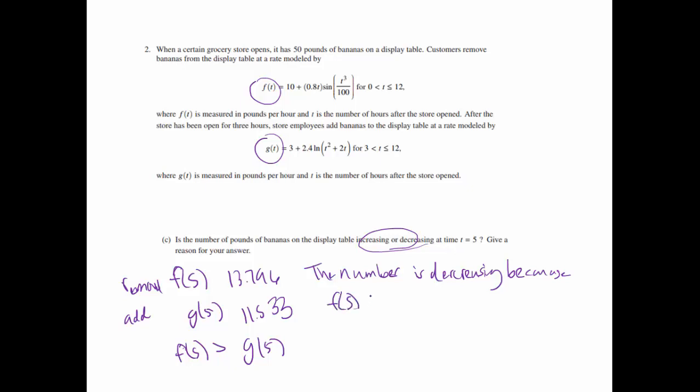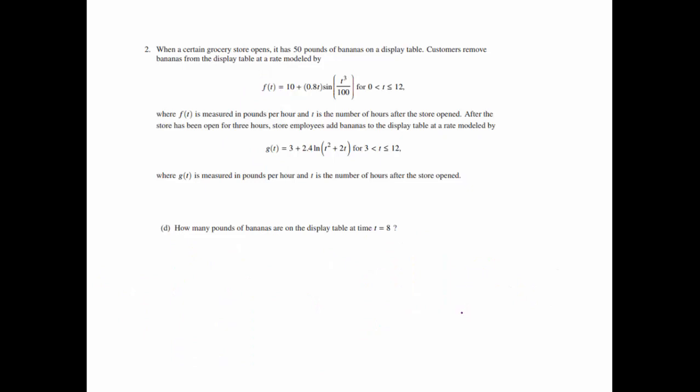And I could simply say, because f of 5 is greater than g of 5. I could also say something like g of 5 minus f of 5 is less than 0. So how many are being added minus how many are going out, that ended up being a negative number. So either one of those would be fine. If you considered f of 5 and g of 5, so you tried to do something with those, you're going to get a point. And then if you say it's decreasing with an answer, a reason, you also got a point.